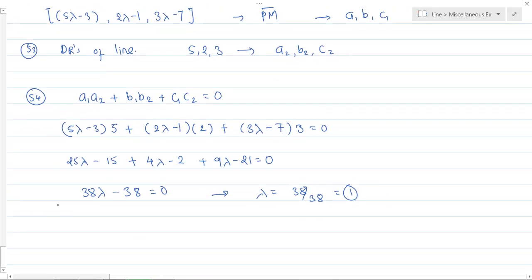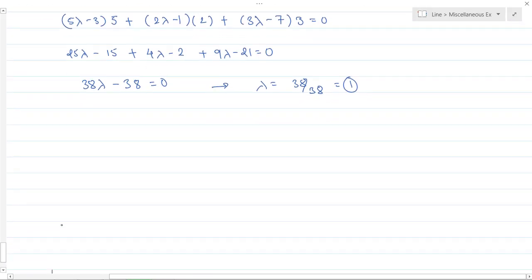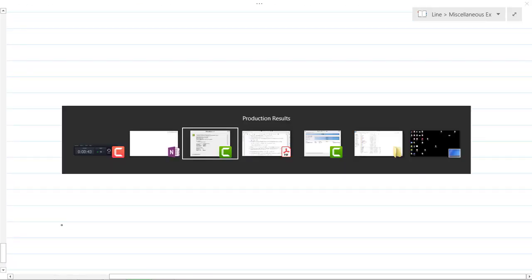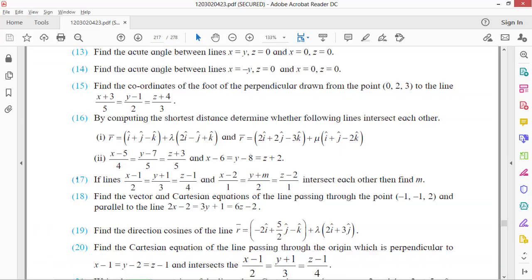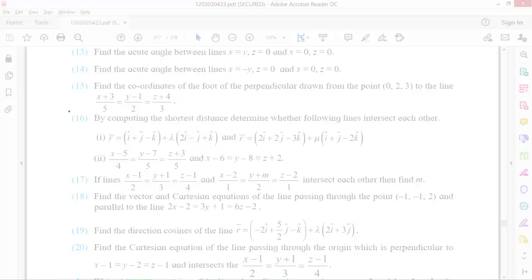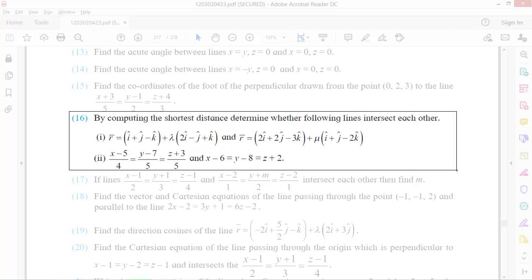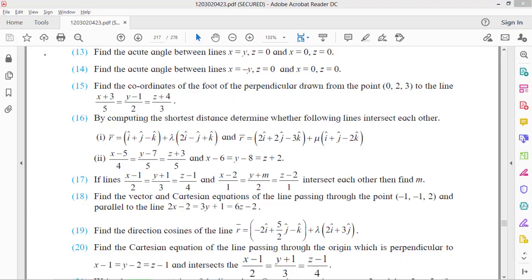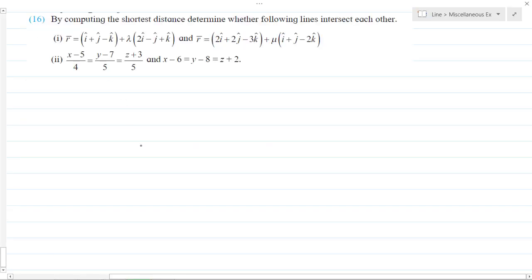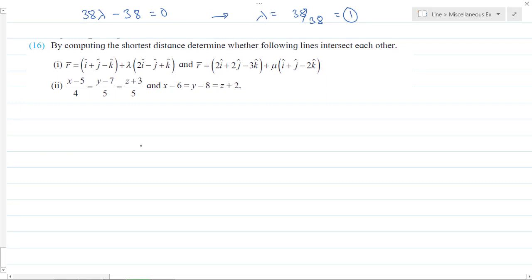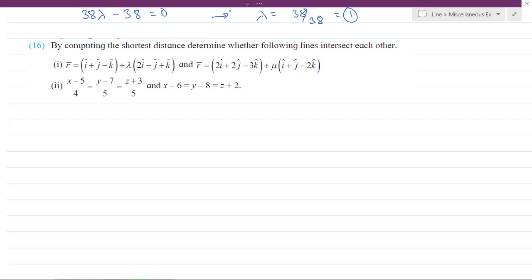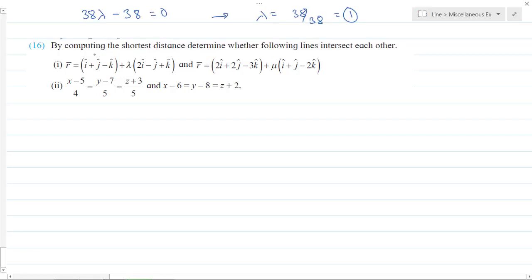Okay, so where to write 16? Here. Okay, so let me take question number 16. This is again an important question, and we have seen these types of questions in exercise 6.2. Let me paste that question here. By computing the shortest distance between the lines, tell whether the lines are intersecting or not. So if the lines are intersecting, then what will be the shortest distance between them?